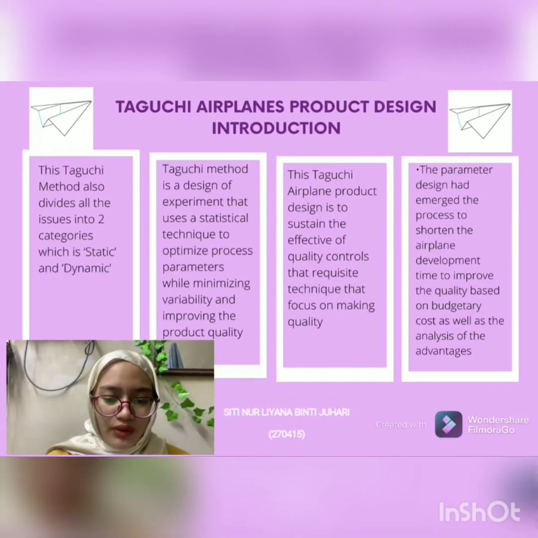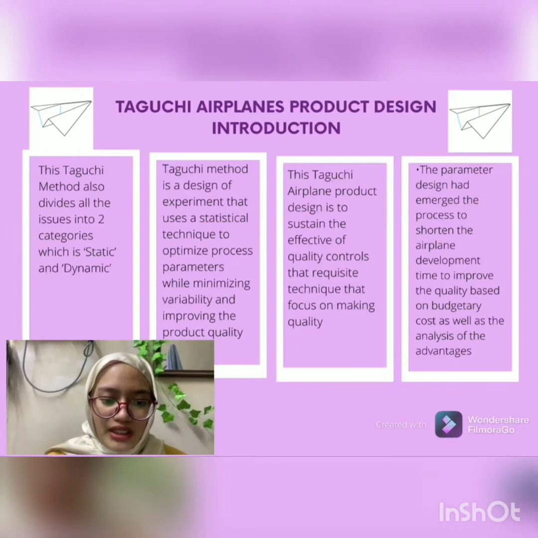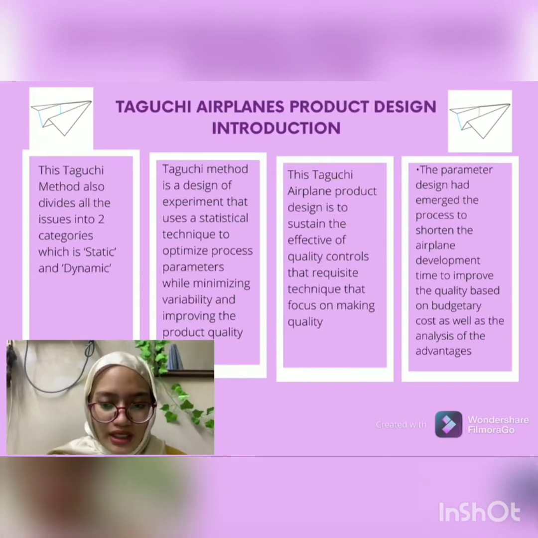And today I will be talking about the Taguchi airplane product design. This project topic is an experiment which involves illustrating the Taguchi airplane product design. This product design is to sustain the effectiveness of quality control, which requires a technique that focuses on making quality. Firstly, it initiates a three-step process, which is system design, parameter design, and tolerance design.